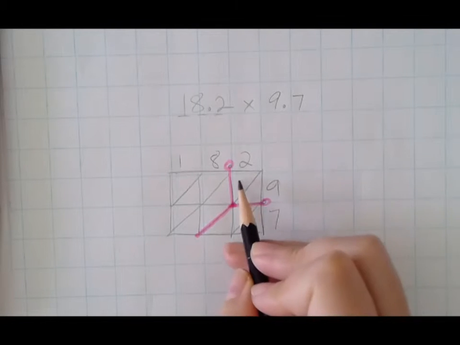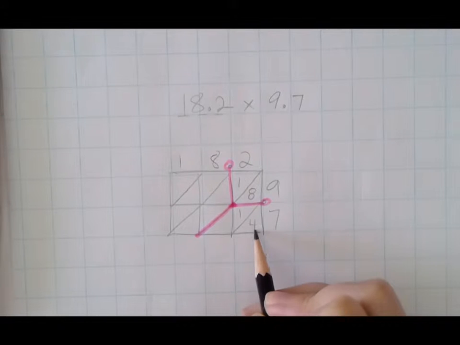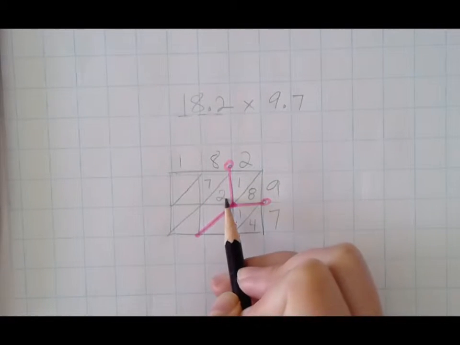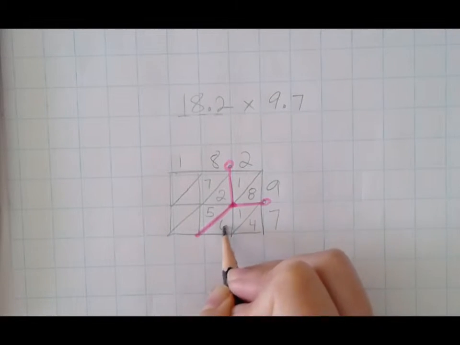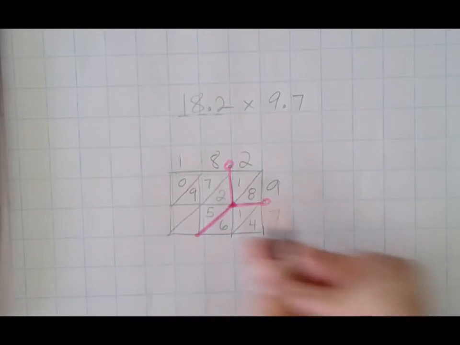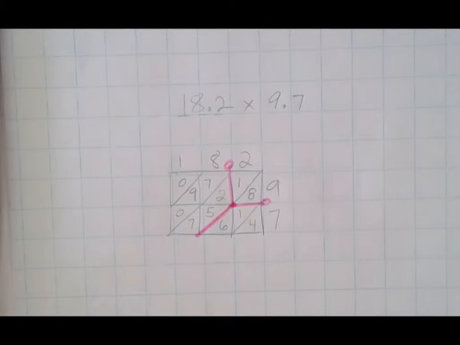2 times 9 is 18. 2 times 7 is 14. 8 times 9 is 72. 8 times 7 is 56. 1 times 9 is 9. 0 there. 1 times 7 is 7. 0 there.